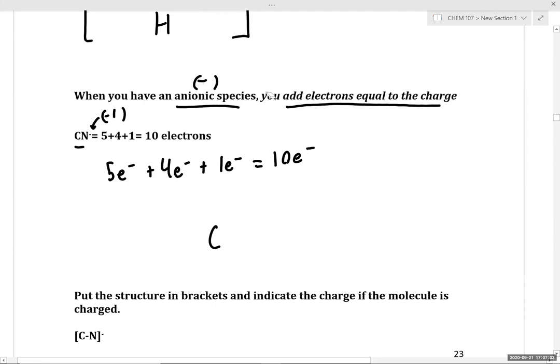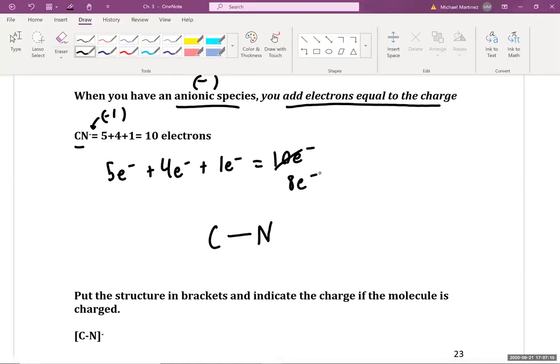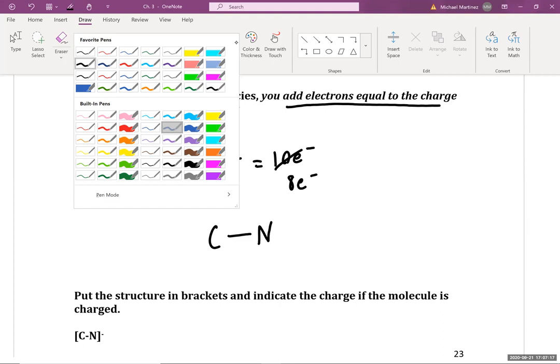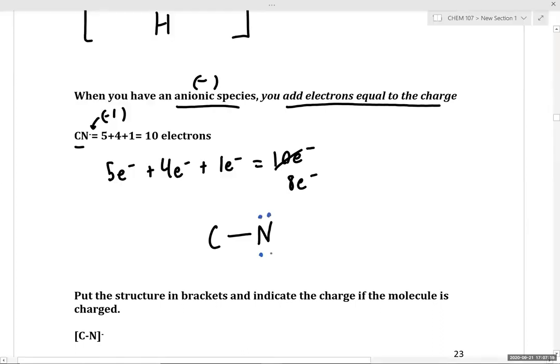We place carbon and nitrogen as our central atoms, and just like before, we form 1 bond each. We subtract 2 electrons from our total, and now we can assign lone pairs. We assign lone pairs to our most electronegative atom first, so we use up 6 electrons. We have 2 electrons remaining. Carbon is still unhappy with this arrangement, so we place our 2 electrons on carbon.